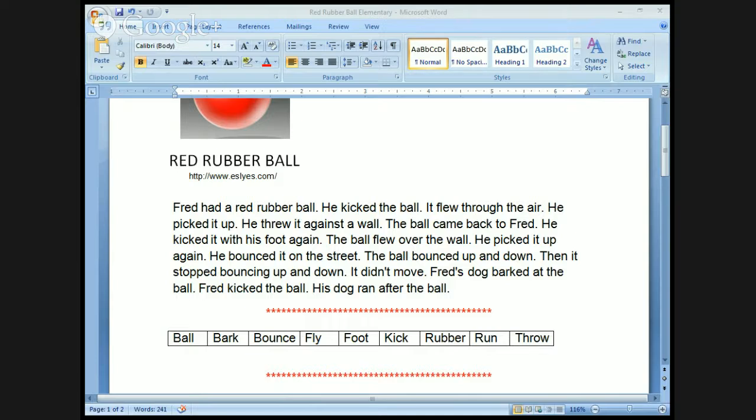The ball bounced up and down. Then it stopped bouncing up and down. It didn't move. Fred's dog barked at the ball. Fred kicked the ball. His dog ran after the ball.